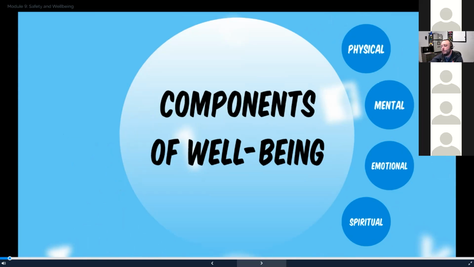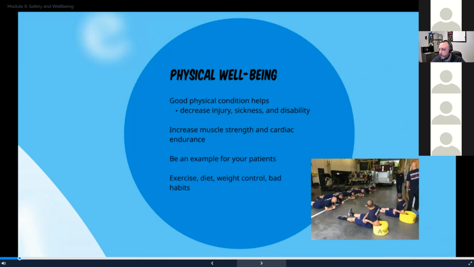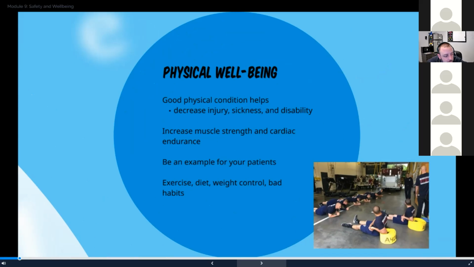So components of well-being, there's basically 4 components as EMS providers that we need to think about in order to keep us healthy within this organization. Number 1 is the physical health of ourselves. We need to keep ourselves in good physical condition. That obviously decreases the risk of injury, sickness, or disability.